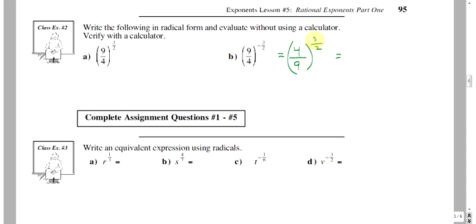Well, does this apply to the 4 or the 9, or does this apply to everything in the brackets? Everything in the bracket. So that's 4 to the 1/2 over 9 to the 1/2. Do you know what 4 is to the 3 over 2 power? I don't. So let's write that as a radical. The bottom part is the square root part. The top part is the exponent part. Let's do that to the 9 too.